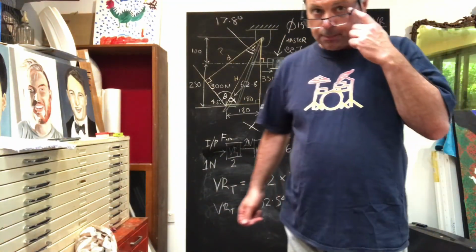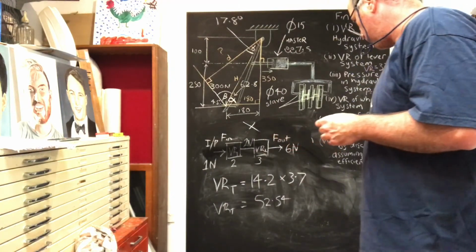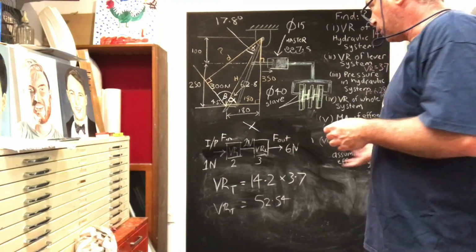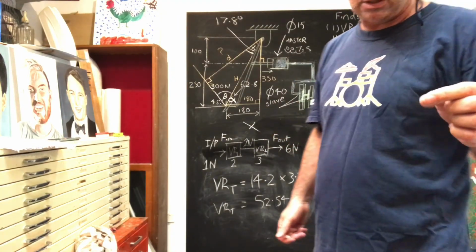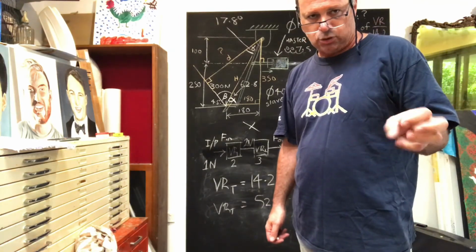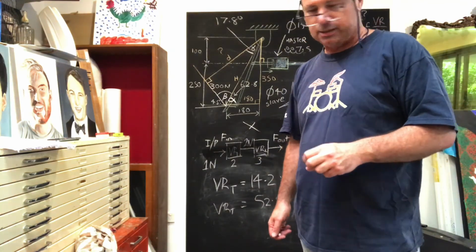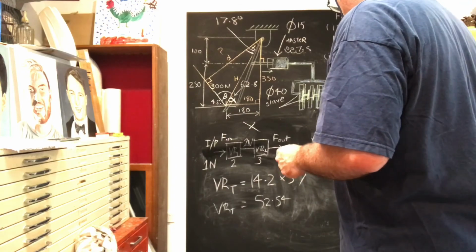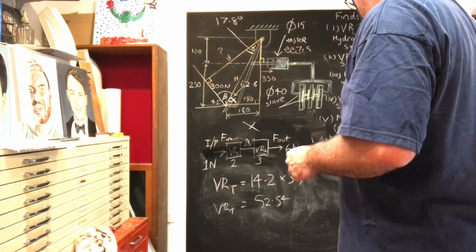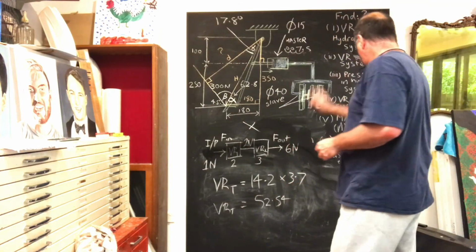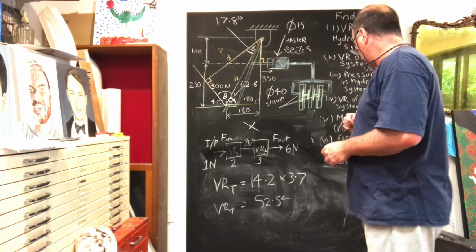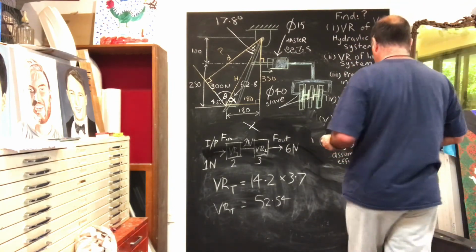So really, I've probably been a bit lazy in my methodology. I would suggest 2 decimal places is always a good start. Anyway, that's how you do it. So we've got velocity ratio of the whole system now. So we're going to say 52.54.